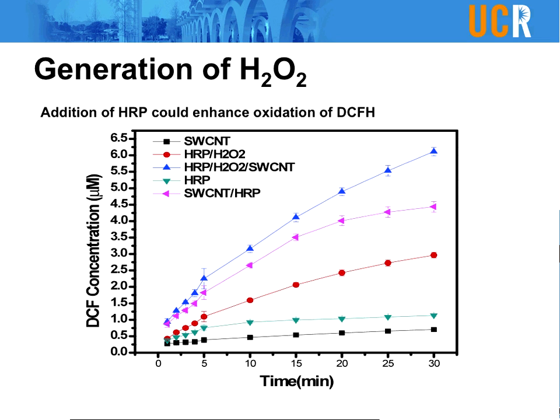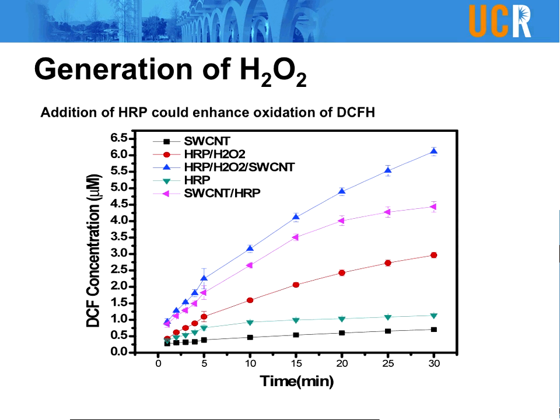So how we found out about the generation of hydrogen peroxide is upon the addition of HRP. At first we thought the carbon nanotube actually enhanced the activity of HRP, because we see much more oxidation of DCF after we add the HRP to the solution. This is the DCF level generated by single wall nanotube itself, and the red line represents the level generated by HRP. However, if we combine these two solutions, we get a much higher level.